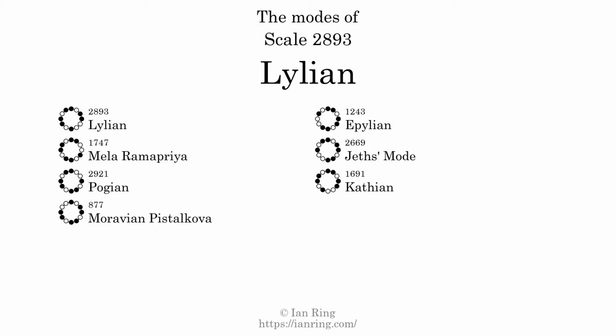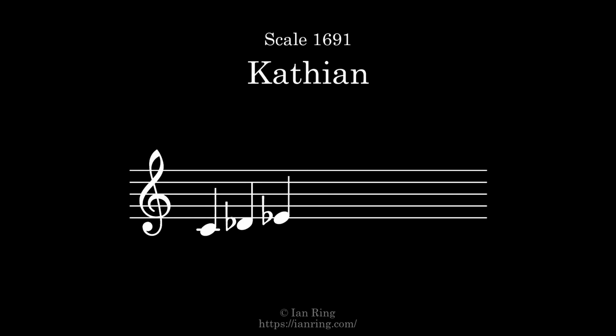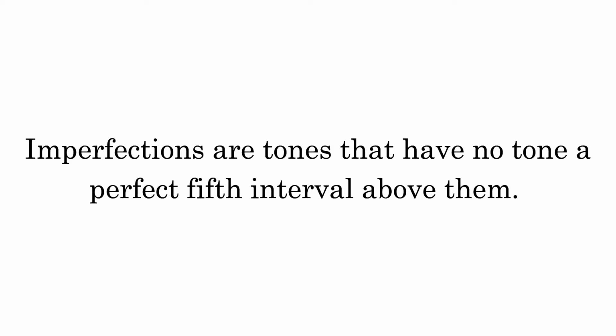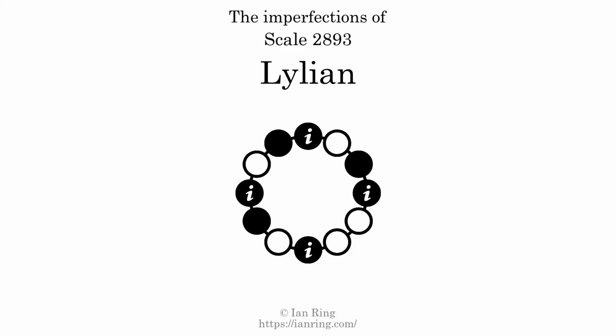The seventh and last mode is scale 1691, also known as Cathian. It sounds like this. Imperfections are tones that have no tone a perfect fifth interval above them. This scale has 4 imperfections. They are at positions here, here, here, and here.